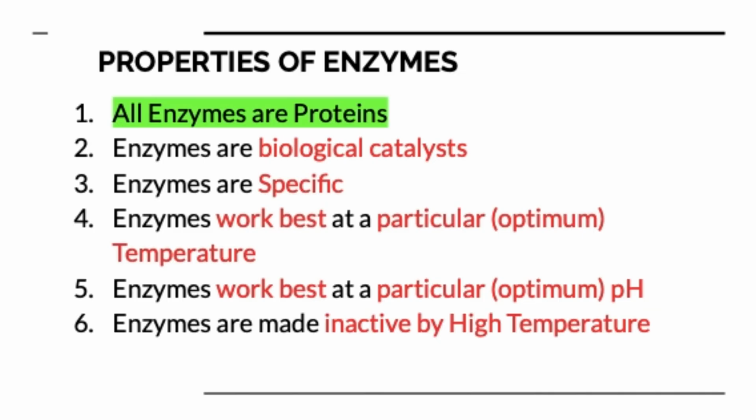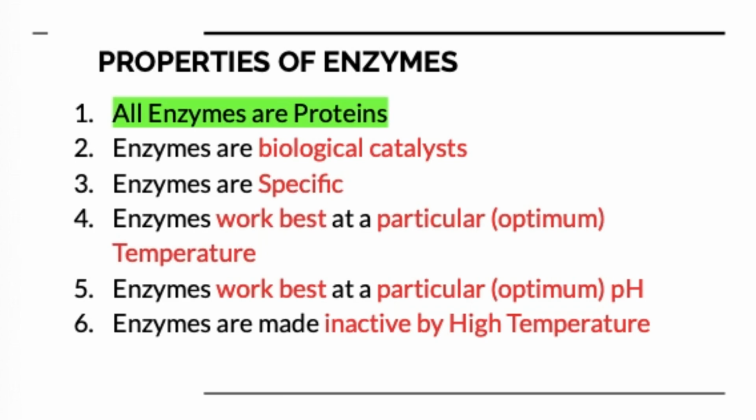Here are the 6 properties of enzymes. All enzymes are proteins. This may seem rather odd because some enzymes actually digest proteins. Enzymes are biological catalysts. They are not changed in the chemical reaction which they control. They can be used over and over again, so a small amount of enzyme can change a lot of substrate into product.